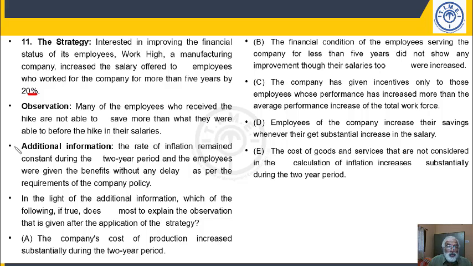E says the cost of goods and services that are not considered in the calculation of inflation increases substantially during the 2-year period, which means you've got a rate of inflation, but there are things that they had to buy which have gone much beyond that, which means whatever it is that you've given them by way of increase has actually got spent and it's not saved. Therefore, your 20% has not done anything. It has all got swallowed up in what it is that they had to spend.